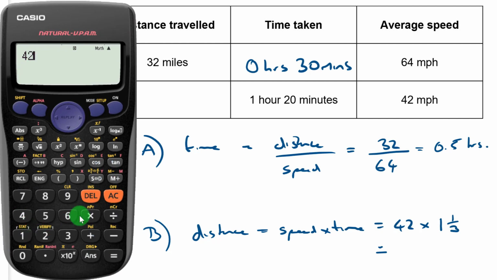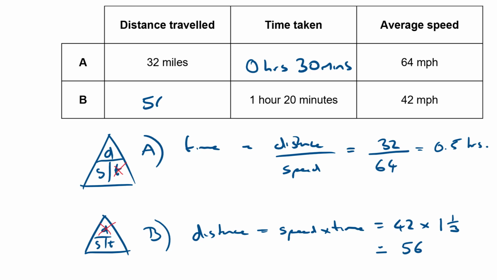Now, I've got a fraction key on my calculator, so that's no problem. So if I type in 42 times and use the fraction key for typing in 1 1/3 of an hour, what's that going to give me? 56. I've got hours and I've got miles per hour, so that must be 56 miles.